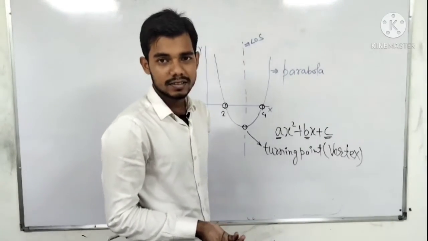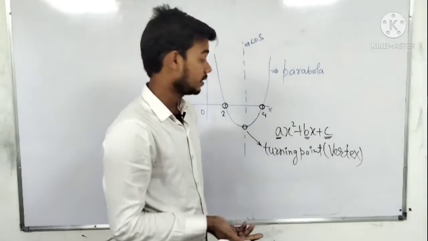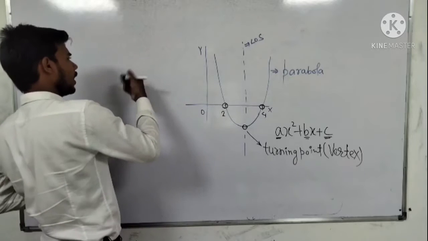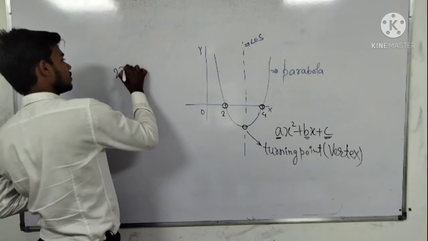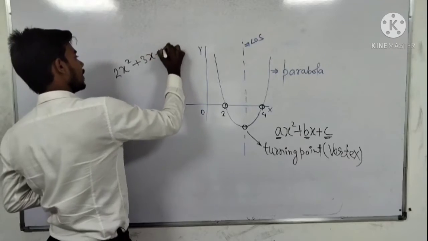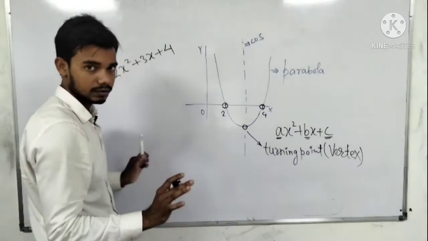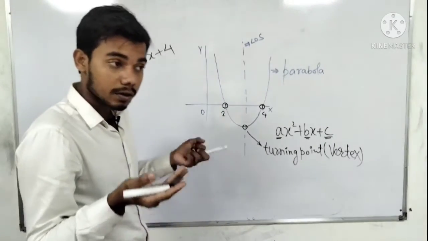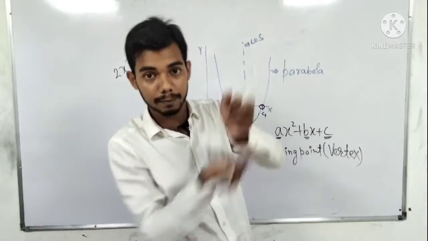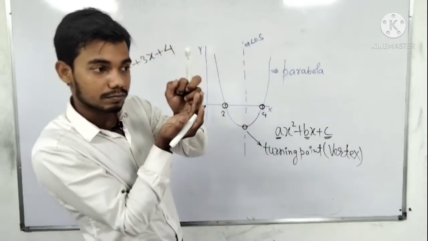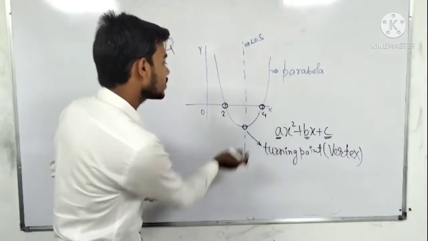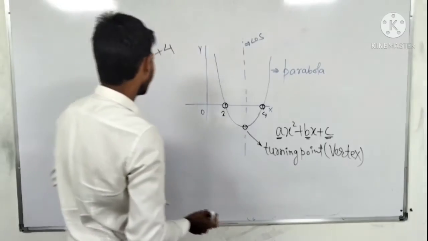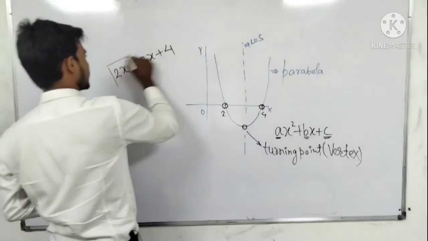Now there are certain steps by which you can easily find the vertex. Suppose you are given a quadratic polynomial like this, 2x square plus 3x plus 4, I have assumed that. Now you can easily work out at what point the graph will turn back, that is, the vertex. That means you have to find this point, that point, and so on. Now there are certain steps.